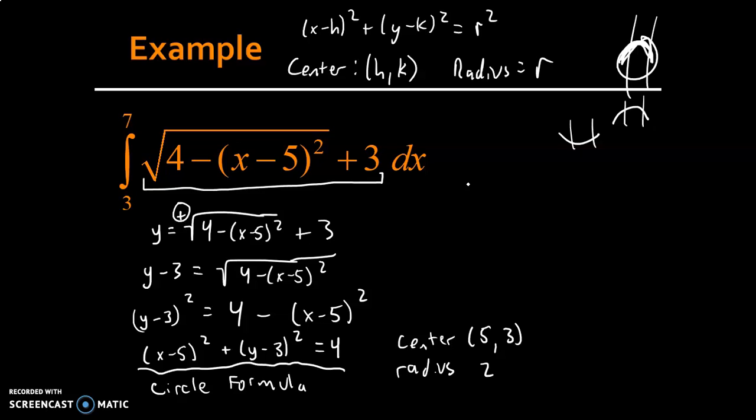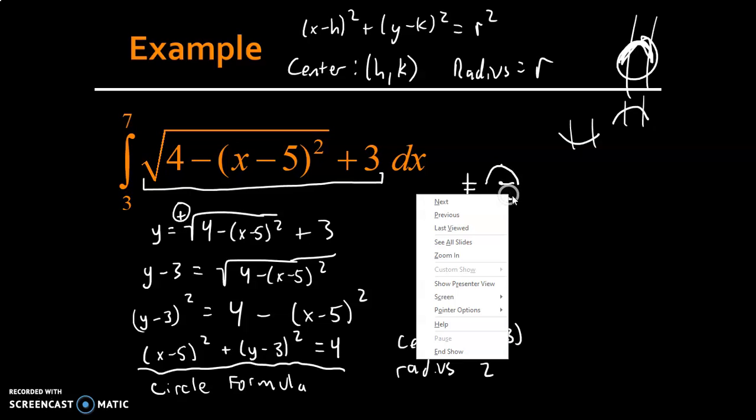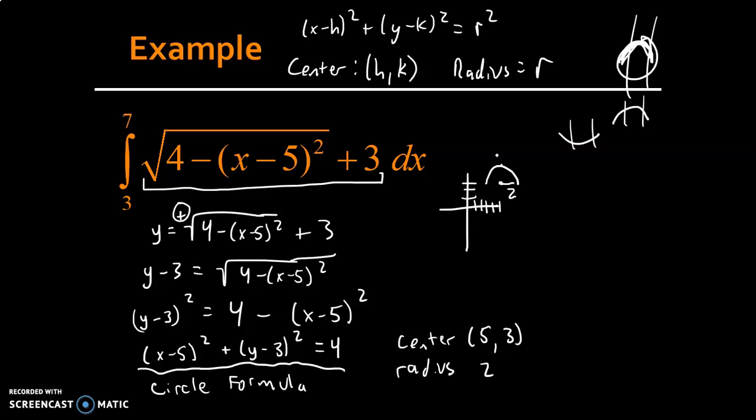So let's graph it. The center is at (5, 3). And then we've got a radius of 2. So 2, 2, 2. And then we've got our semicircle. Radius is 2.